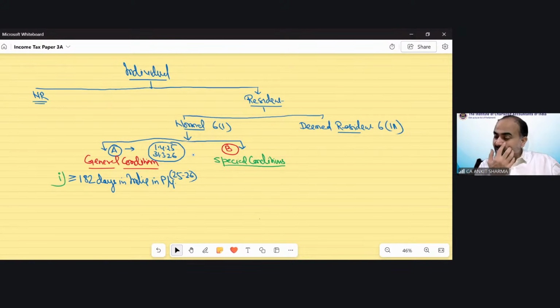So suppose somebody was in India during this duration for 100 days, then he went outside India, again came back for 50 days, then again went outside India, then again came back for 40 days. So 100 plus 50 and 40, total 190 days he was in India. So he will be a resident. So the days limit is not about being continuous; it does not matter. In aggregate, if he or she is in India for more than or equal to 182 days, he or she would be treated as resident in India if the general condition is satisfied.